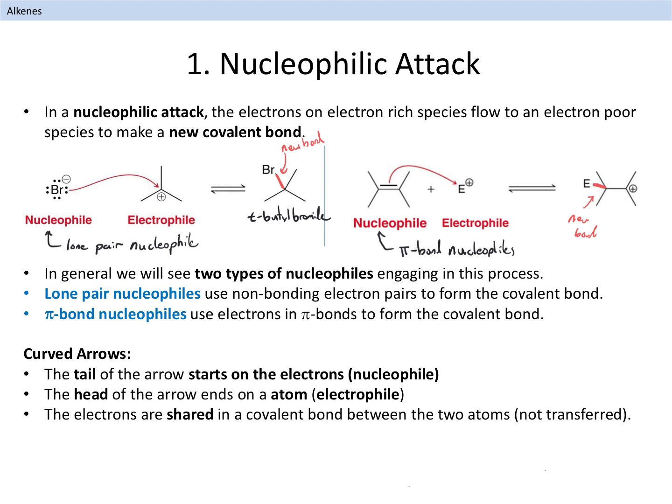Understanding these 2 types of nucleophiles, lone pair nucleophiles and pi bond nucleophiles, helps us predict and explain the behavior of molecules in various organic reactions. We will see this pattern of reactivity, called nucleophilic attack, in most of the reaction mechanisms that we encounter in the course.